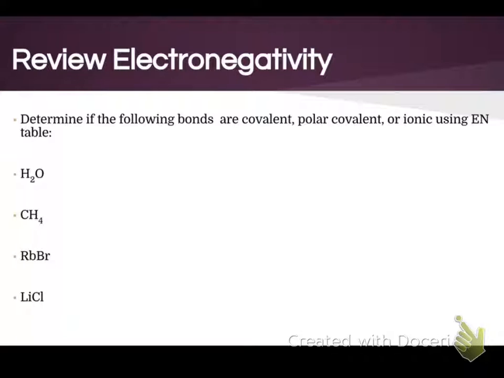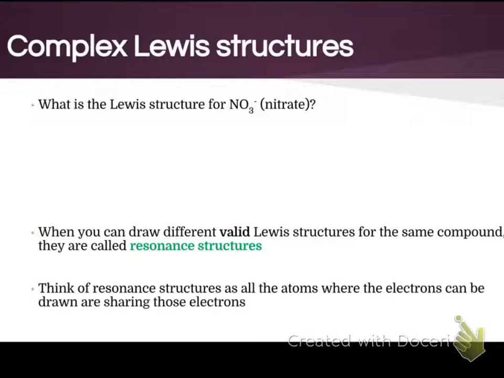So, referring back to the Lewis structures that you drew, I want you to determine whether each bond in these 4 is nonpolar covalent, polar covalent, or ionic. Okay. And again, if you figure out something is ionic, don't forget you have to draw the structure differently.